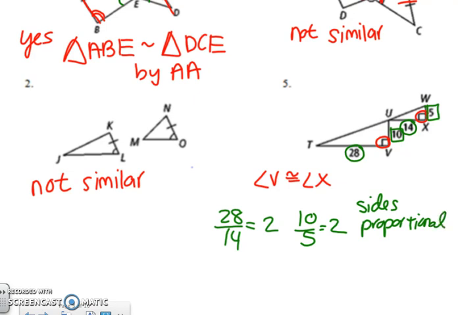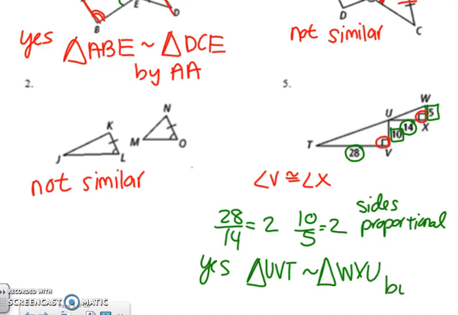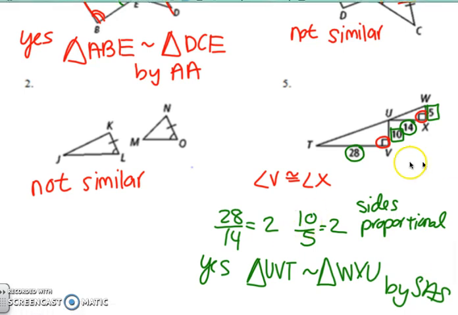So these are similar. So let me write my similarity statement. We'll say UVT, and then WXU. And we would say by side-angle-side, because I had an angle in between the two proportional sides.